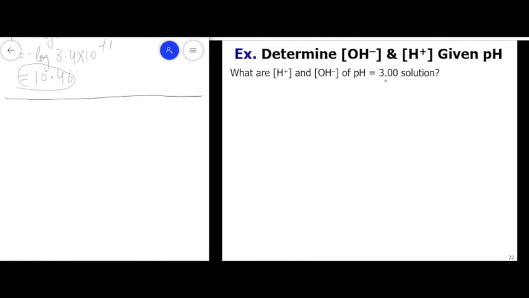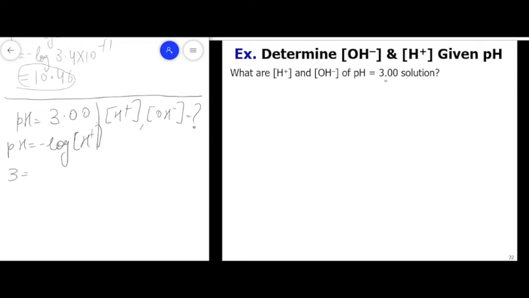I feel the easier way is if I calculate the pH and pOH. So the pH is given to me as 3.00. The question is asking me to solve for proton concentration and hydroxide ion concentration. So if I know the pH, it's easy. I can calculate the proton concentration. pH is 3. pH is negative log of H ion.